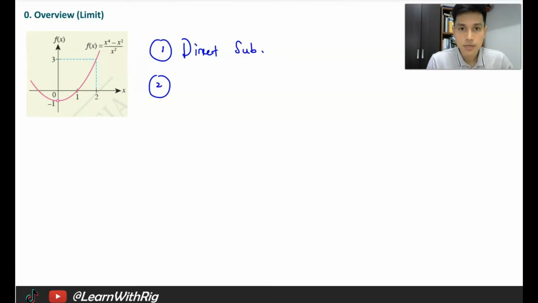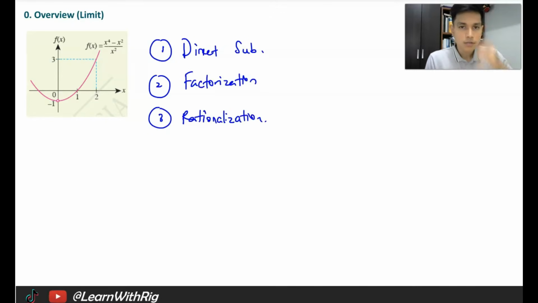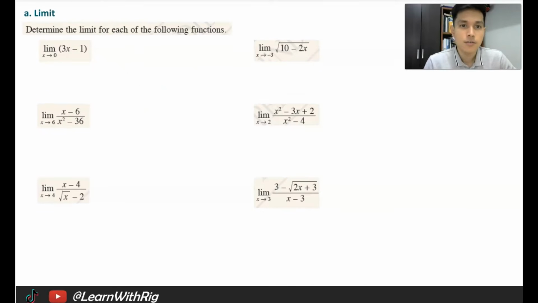The second way is factorization. And the third way is rationalization. Okay, so there are 3 ways. So let's look at some examples. So question A, they asked to determine the limit for each of the following functions. So what you're going to do is, the first one is you try direct substitution. Okay, that's the first step.